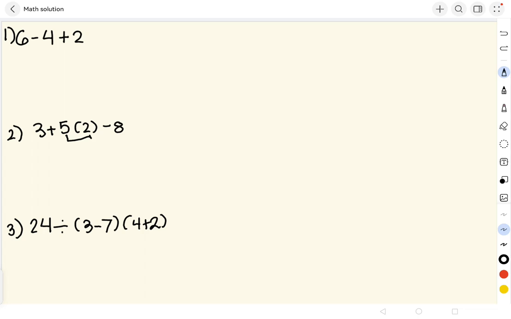So we also have multiplication and division. Do we see any of that here? No, we don't. Now, do we see any subtraction and addition? Yes, we do. But which one should we start first? 4 plus 2 or 6 minus 4?